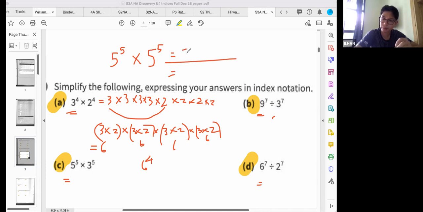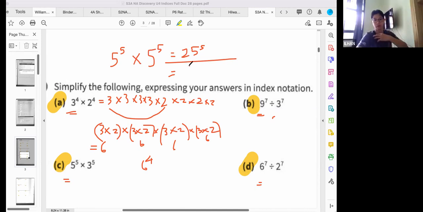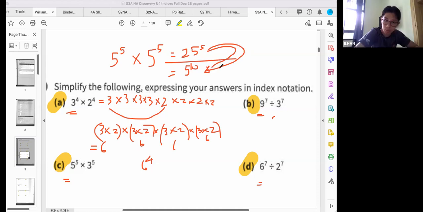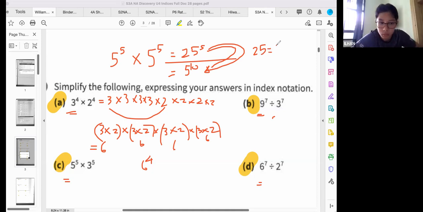25 to the power of 5. The other one is keep the power, keep the numbers the same. 5 to the power of 10. Okay, all right. So two ways of expressing it. Now, how can you prove that 25 to the power of 5 equals 5 to the power of 10? You know how to prove? No. 25, can you make it as 5 to the power of something? 5 to the power of what?